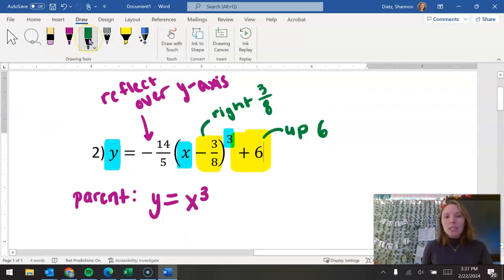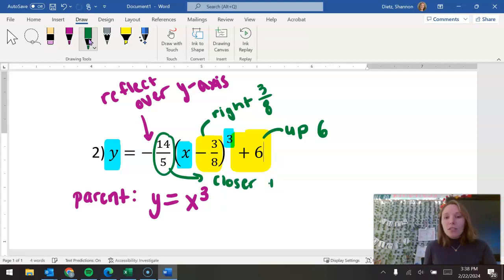I'm running out of space here. So the 14/5 is making it go closer to your y-axis. And some people call that a vertical stretch because it's getting closer vertically to your y-axis. So that's what you might see on your answer key. Those are questions 1 and 2.